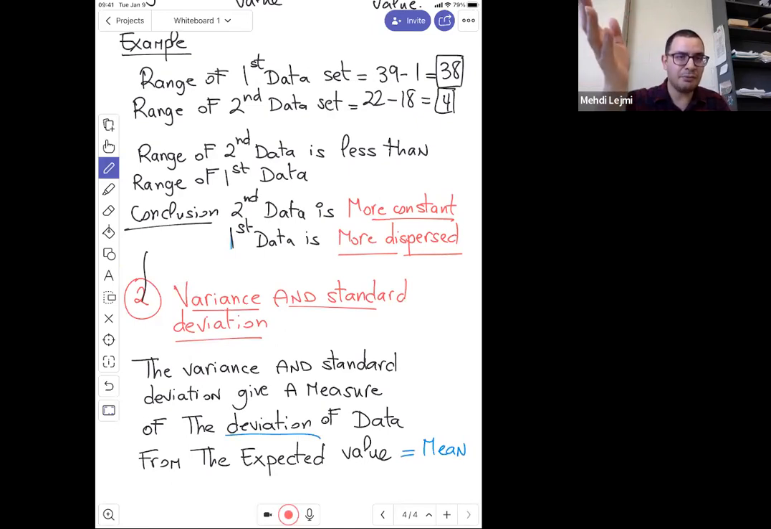But then you pick a number, and of course that number would be, in most cases, different from the mean, right? So you want to measure the difference between the mean and the random number you picked, right? To measure the difference, we can use the variance and the standard deviation. So the variance and standard deviation measure this deviation of the data from the mean. Okay, that's the idea here.